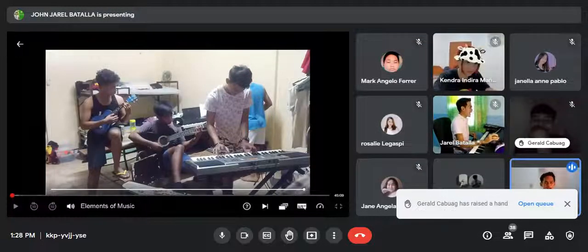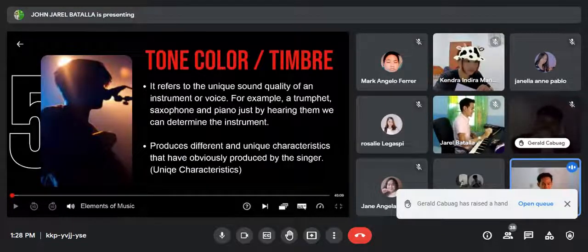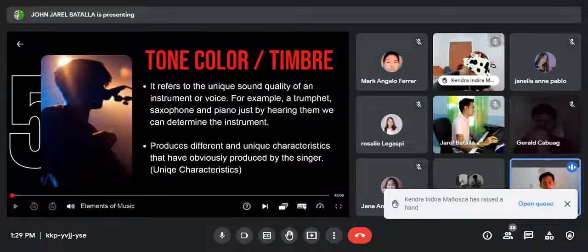So next we have the tone color or the timbre. Again, that is timbre. Okay, who wants to read the tone color? Who wants to volunteer?